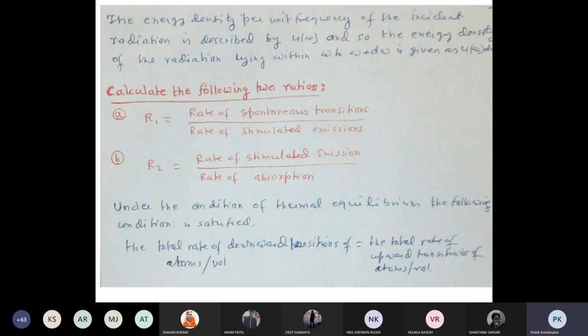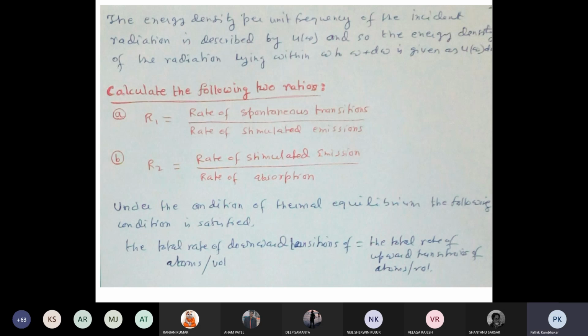The thermal equilibrium conditions. Now what is the meaning of the equilibrium? In case of the equilibrium, it has to satisfy that the total rate of downward transitions of the atom per unit volume should be equal to the total rate of upward transitions of the atom per unit volume, because we are not able to create atoms.